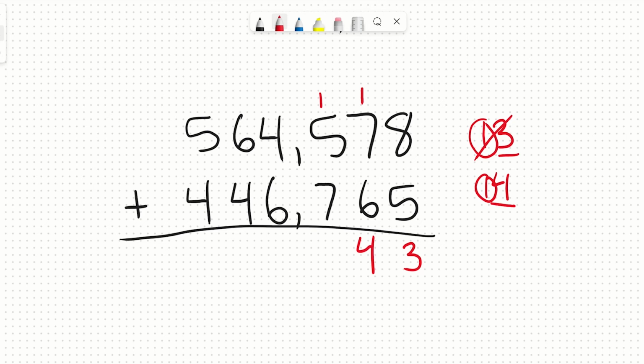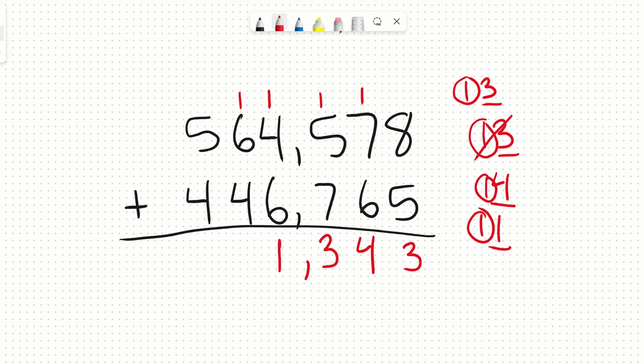Hundreds place, we have 5 plus 7. 5 plus 7 is going to be 12. But again, adding that 1 regroup, we are going to make it into a 13. Follow the same steps. Bring over the 1, underline the 3, bring it down, move on to the next step. Thousands place, 4 plus 6 is going to be 10, plus 1 more regroup, it's going to make it 11. Follow the same steps and move on to the next place value.